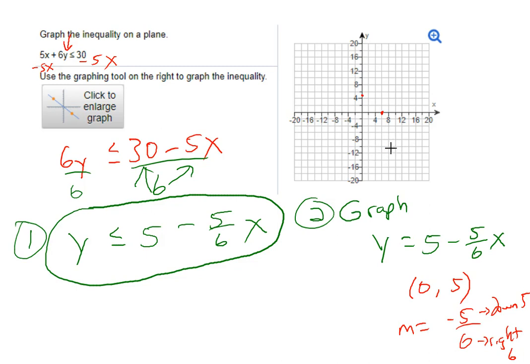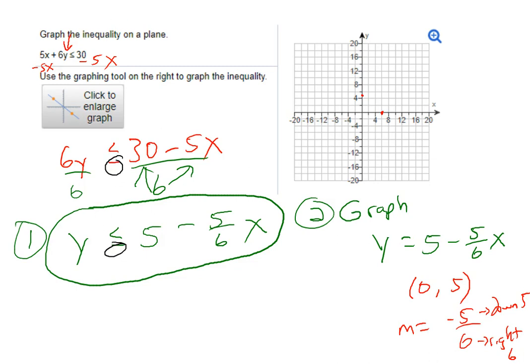This is analogous to the inequalities we did before, deciding whether we should use a parentheses or a bracket in the graph. We're using a dashed line, like a parentheses, to show we're not including the line in our solution set. We use a solid line, like a bracket, to show that we are including the line in our solution set.